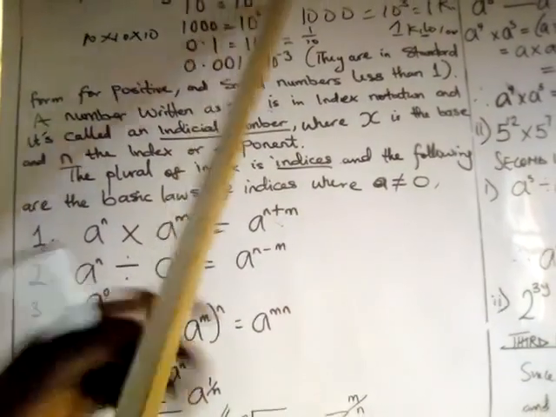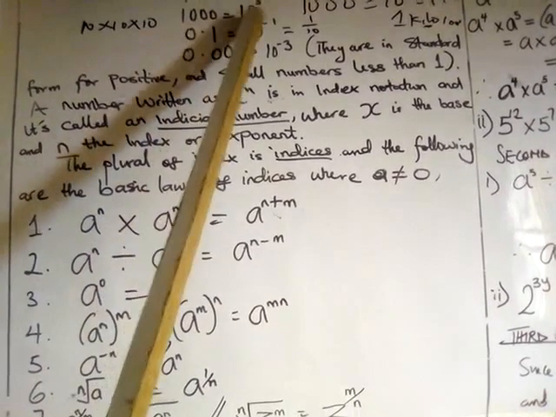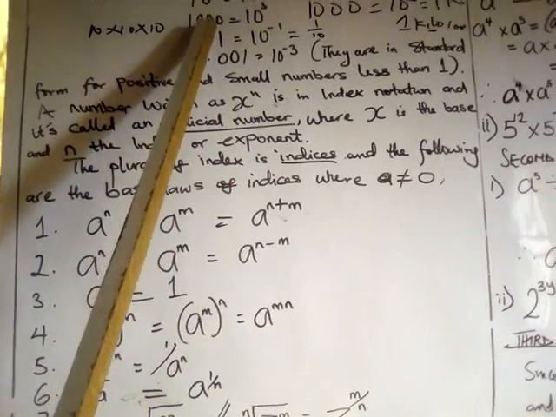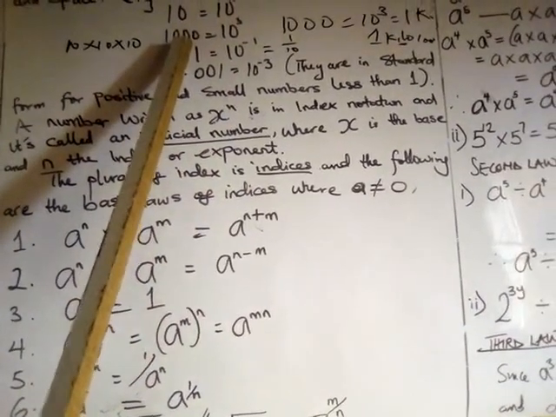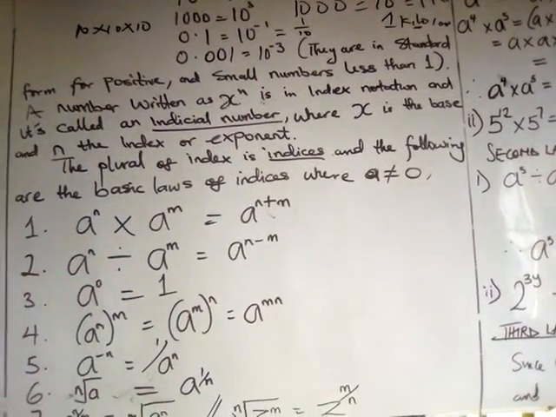I can write 10 to the power 3. Very simple. Let's say this is 10,000. I can write 10 to the power 4. Let's say this is 100,000. It will be 10 to the power 5.